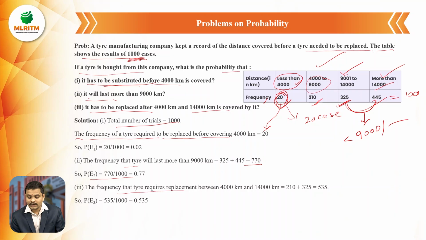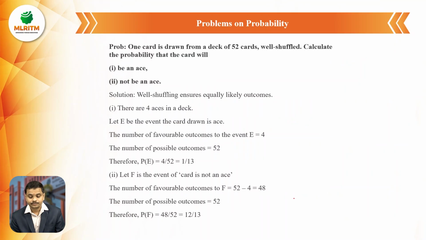The frequency of tire replacement between 4,000 kilometers to how many? 14,000 means these three will become 210 plus 325, which is 535. 535 divided by 1,000. Up to 14,000 only, not beyond, because he's asking only before that. So 210 plus 325 is 535.